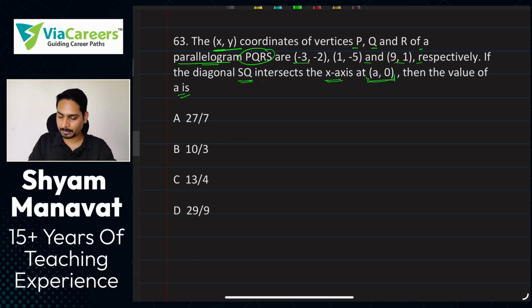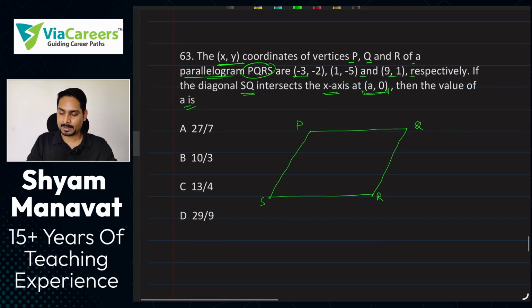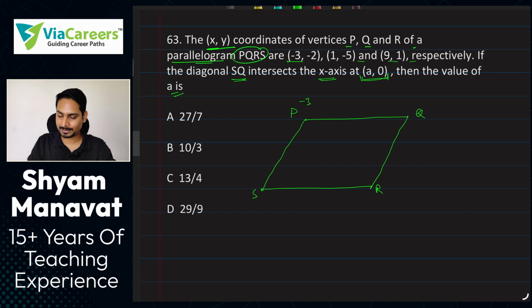Now, let me draw the diagram, and the diagram is not drawn to scale, so you don't have to worry much about why the positive is coming down and not up. Don't get bothered about all that. That's not required. We are just using a diagram to understand the positions of each point. So the coordinate of P is -3, -2. Q is 1, -5. Then R is 9, 1, and S we need to find out.